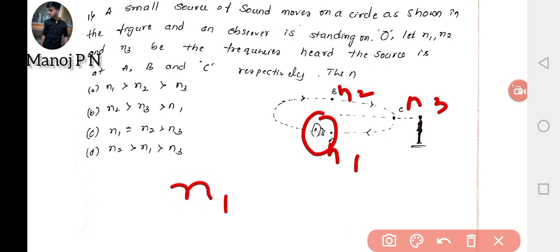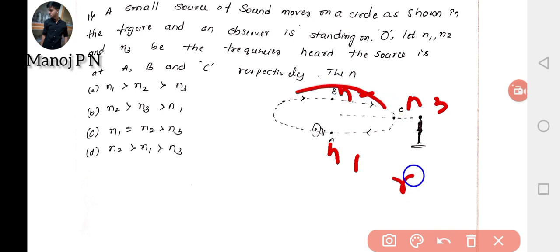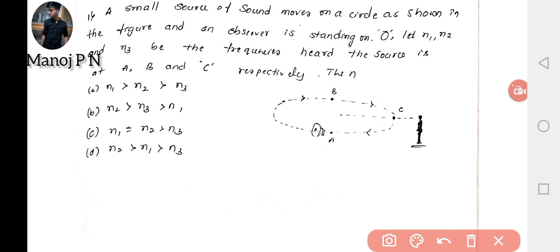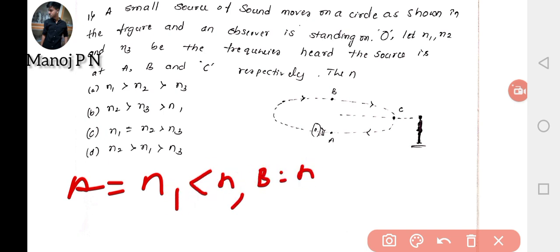So N1 should always be less than N. Then at point B, the sound is again appearing towards him, so N2 is obviously greater than N, and N3 is perpendicular to the person, so N3 is equal to N. So what we can conclude: at point A, N1 will always be less than N. At point B, N2 will be greater than N. At point C, N3 is equal to N.